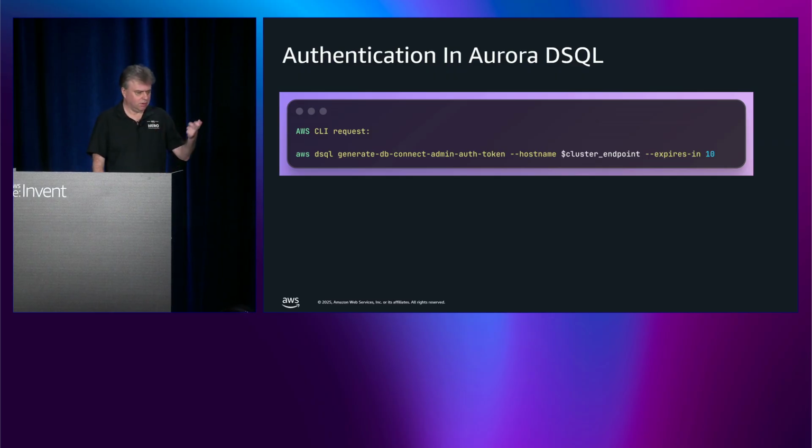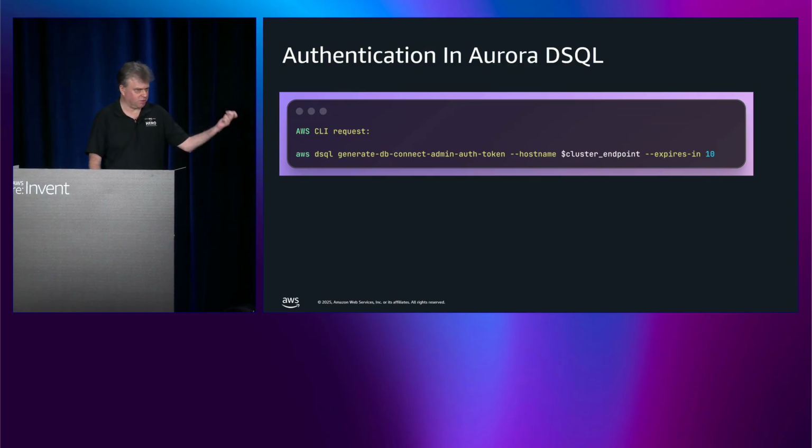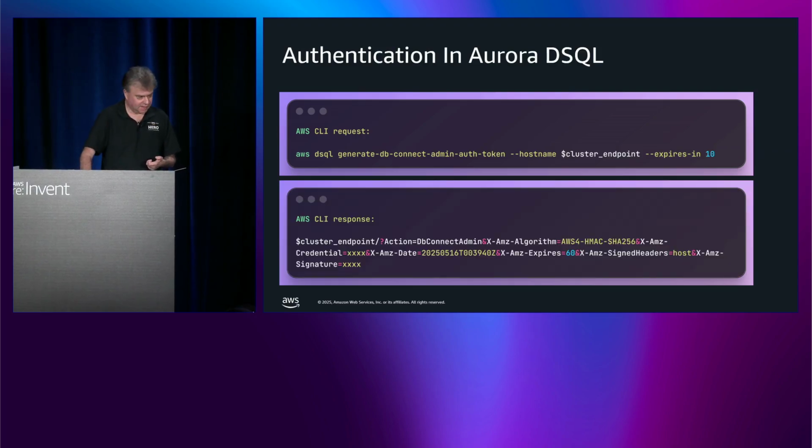So now let's look at how to generate this token. This is one of the examples we use here, an AWS CLI request. We send aws dsql generate-db-connect-admin-auth-token, give the host name and how much time until it expires. As short as possible is also okay. What we get back is the response, and the response is the whole token. And we can use this token to authenticate instead of the password.